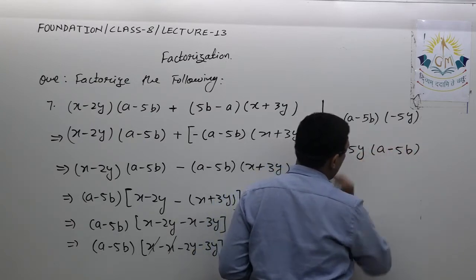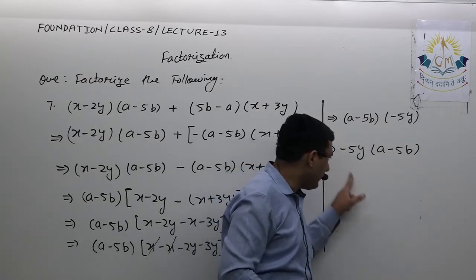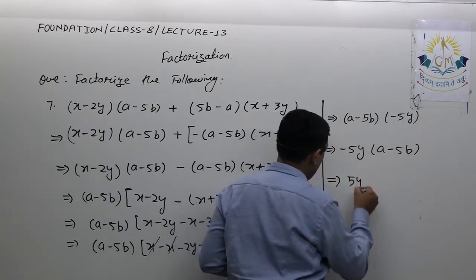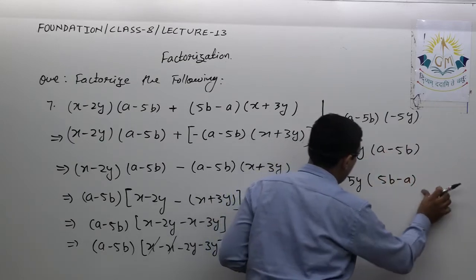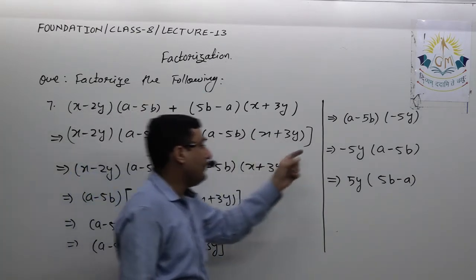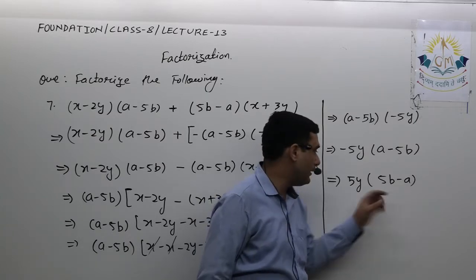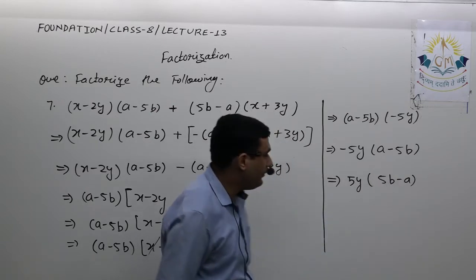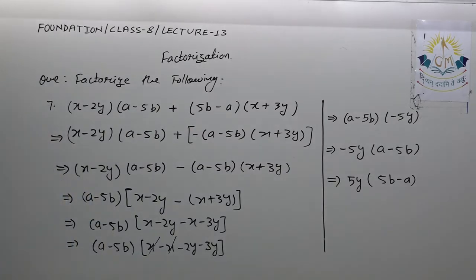So this is my final answer, but again there is a minus sign. I can multiply this minus sign within this bracket. And when I do this, what I will get is 5y as it is, and instead of a minus 5b, I write 5b minus a. Why? As I took minus sign common, I interchanged the sign. Here I am multiplying the minus sign, so again I will change the sign of the terms within the bracket. So my final answer is 5y multiplied by 5b minus a. So note it down, then we'll see the next question.